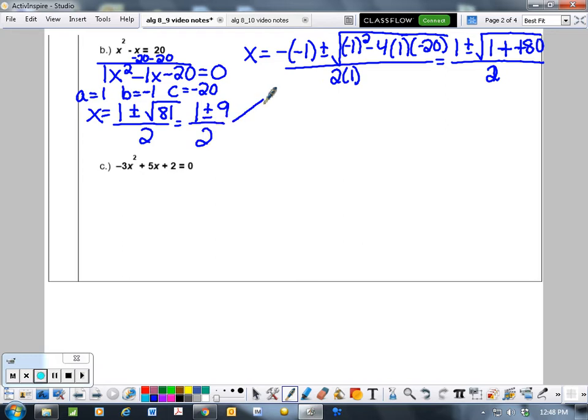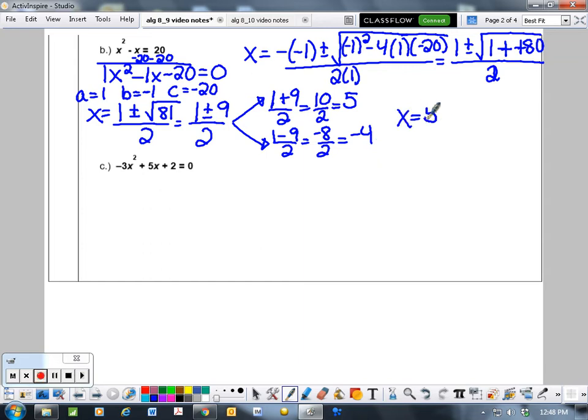And now we're going to deal with the plus or minus. So I have 1 plus 9 divided by 2, or 10 divided by 2. Yay, no fractions, it's just 5. And then I have 1 minus 9 divided by 2, so -8 divided by 2. Yes, it divides out, no fractions. And so now I have my two answers: x equals 5, and x equals -4.